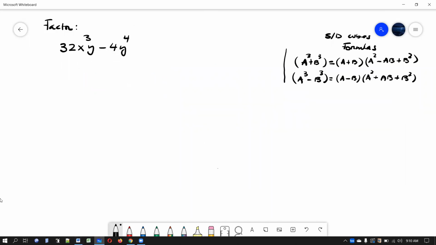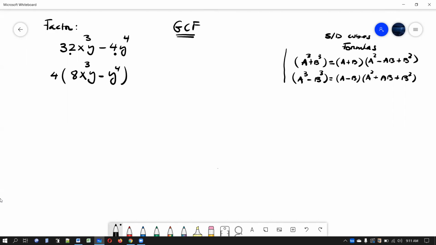Okay, good. So notice that this is a little bit different from the normal format that I have. First of all, I have two variables. So is this difference of cubes? Well, it may be, but notice one thing first. Between these two terms, I have to factor GCF, right? They have a 4 in common, so I have to factor 4 first. I get 8x cubed minus y to the 4th.